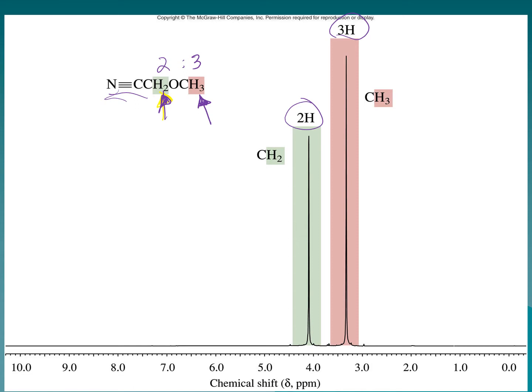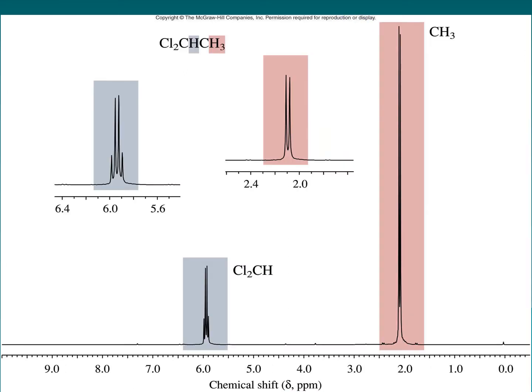Okay, so what did we find out from this printout? Well, the green ones are further downfield because they're closer to electronegative atoms, so they're deshielded. There's a height of 2 for that and a height of 3 for the other one, so the number of hydrogens that are making this signal are 2 of them, and there's 3 hydrogens making that signal. Okay, let's look at the next one.